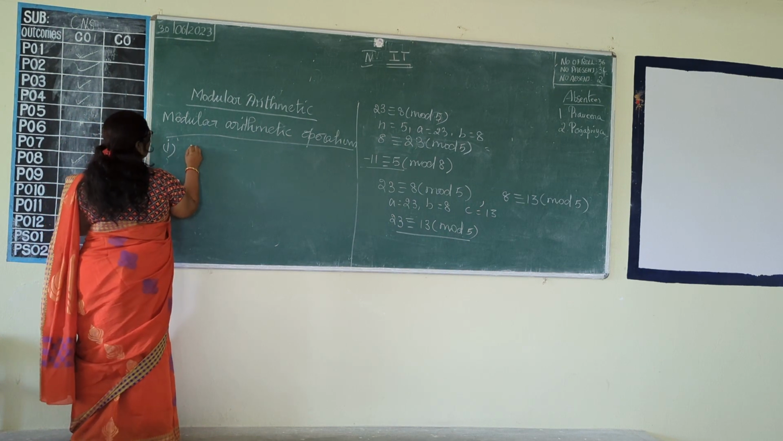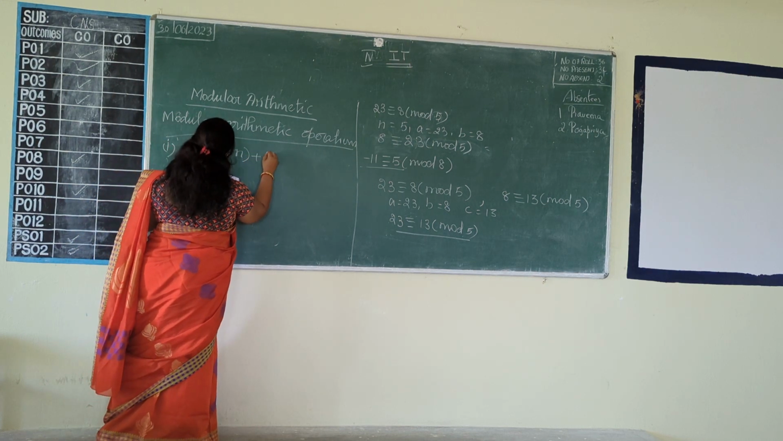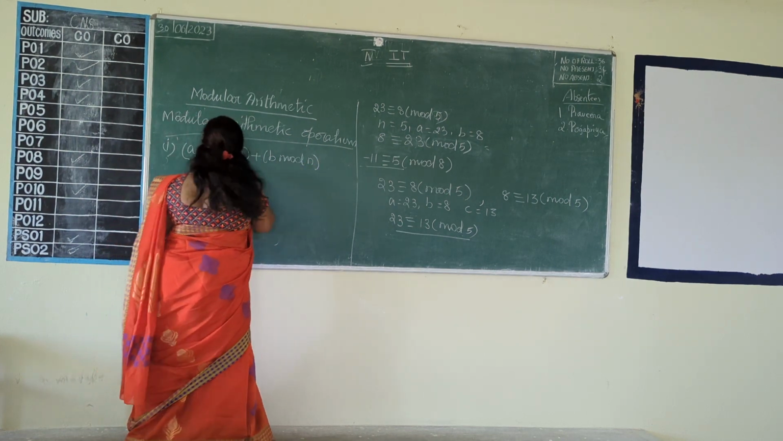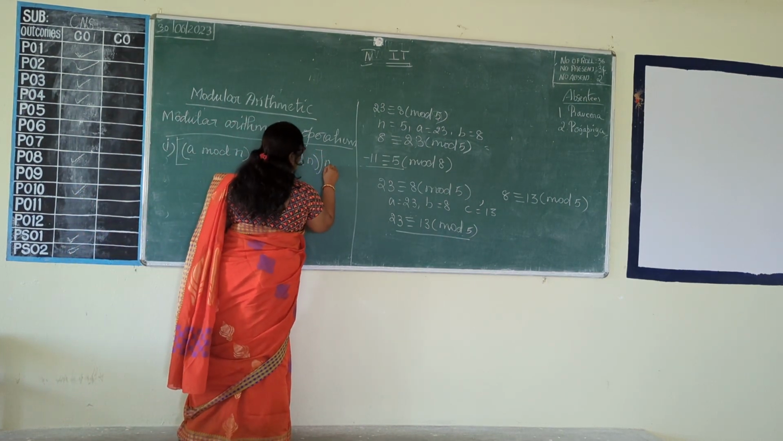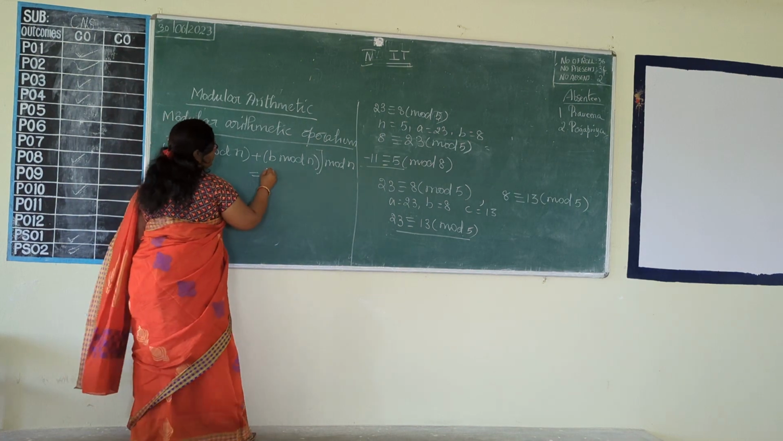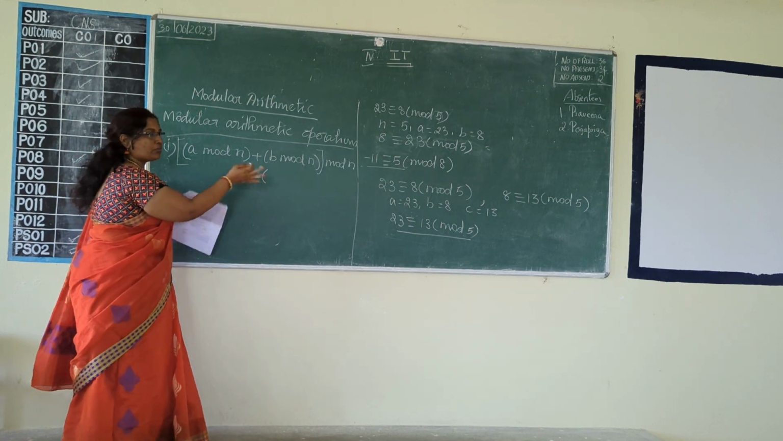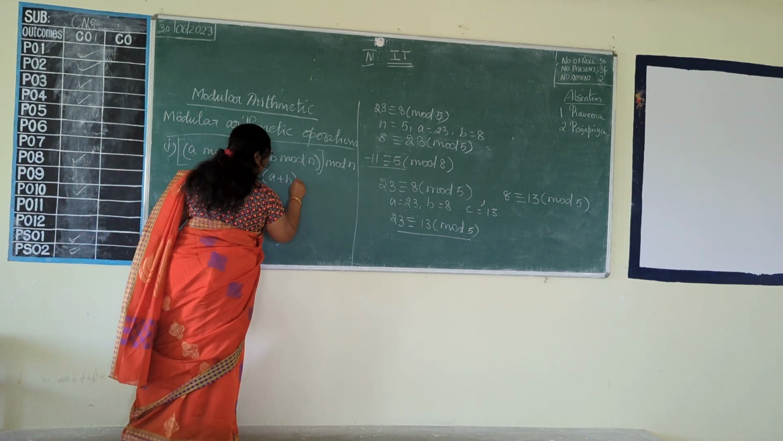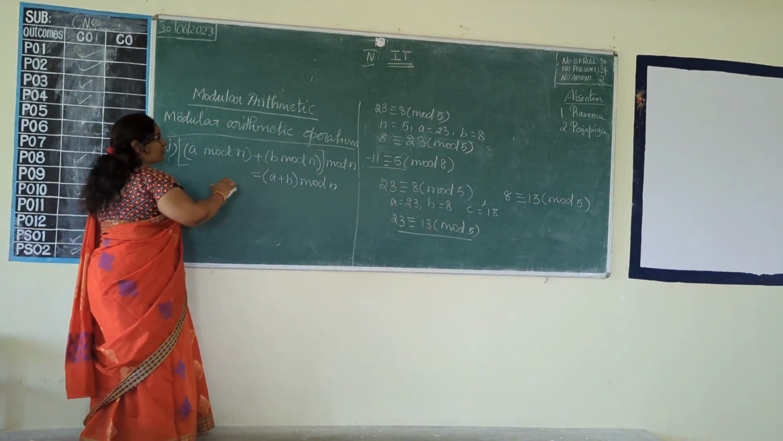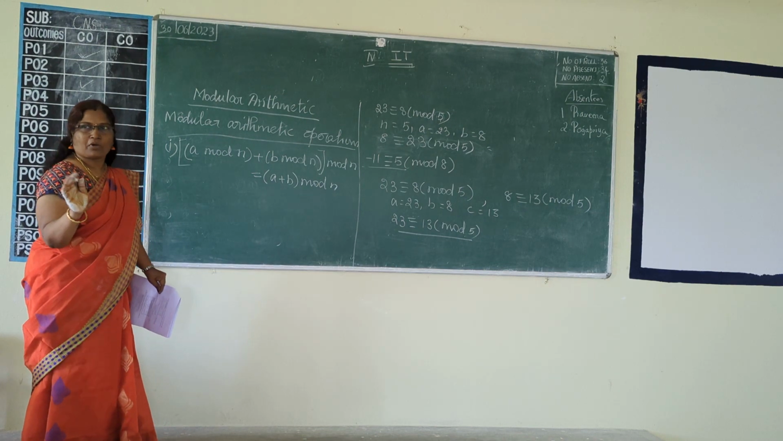Property 1: A mod n plus B mod n, whole mod n, is equal to A plus B mod n. Like this, you will simplify in this manner.